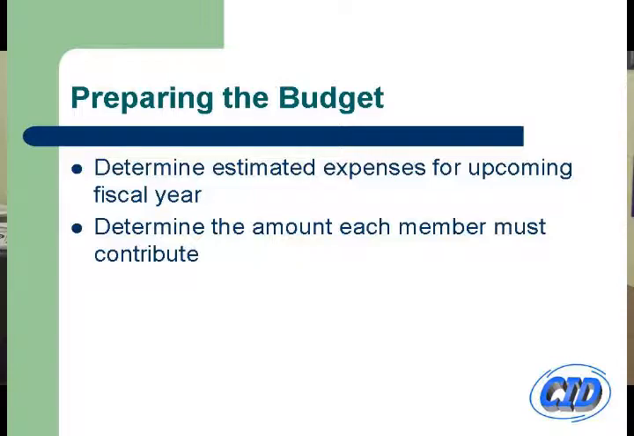You'll also need to determine the estimated expenses for the upcoming fiscal year, and you'll take a look at that and determine, all right, we're going to have X number of dollars increase, we're going to have new expenses, this expense has gone away, but we've got new ones here. So you just need to look at each different line item and then determine how that is going up, down, going away, whatever it may be.